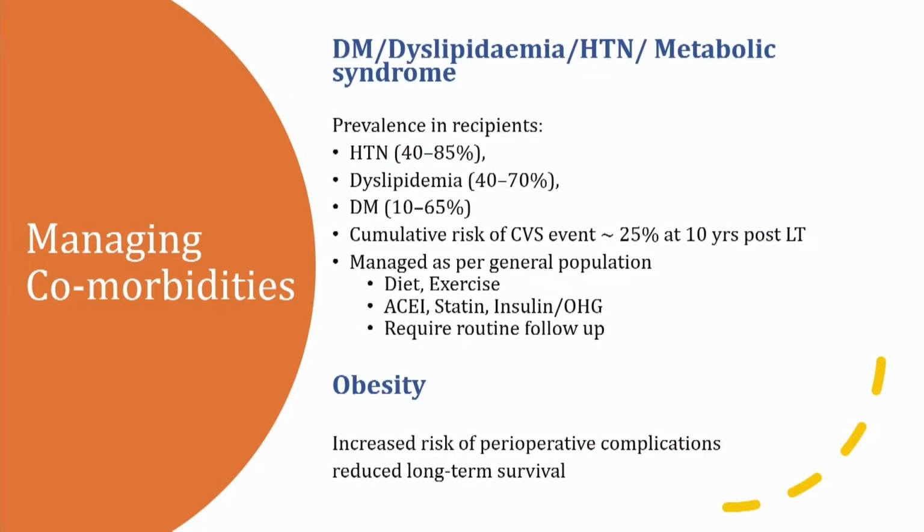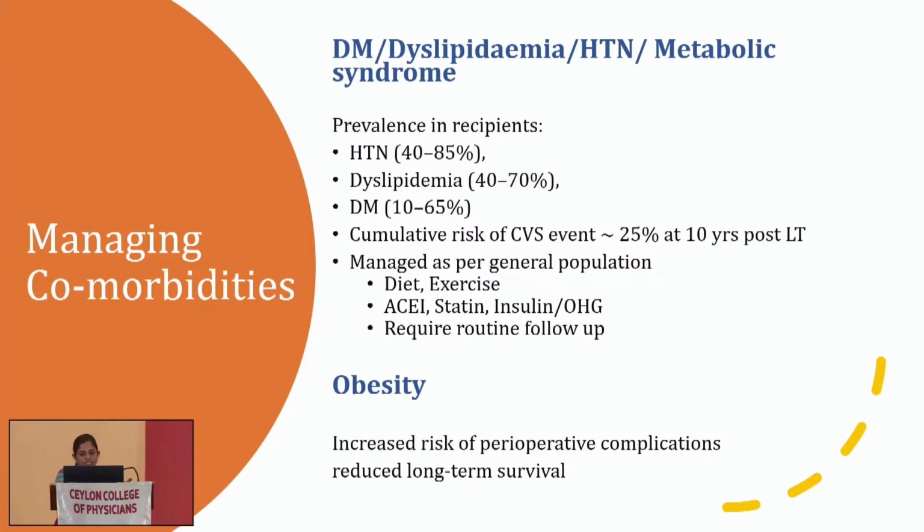Hypertension is around 40 to 85%, dyslipidemia around 40%, and diabetes 10 to 65%. With these, there is a cumulative risk of cardiovascular events, which is around 25%. Everything should be managed as in the general population with lifestyle modification, and we should also give further pharmacological therapy with an ACE inhibitor, statin, insulin, and these need continuous follow-up with optimization.